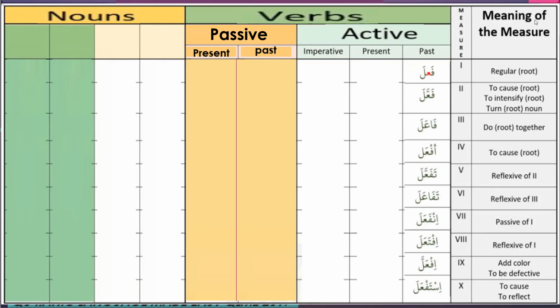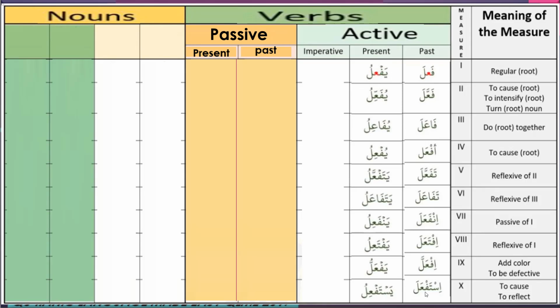And active, we have the ma'ruf form, that is the past tense. We have the madi ma'ruf, which would be fa'ala all the way until istaf'ala. And then we have the mudari ma'ruf, that is the present tense, yaf'alu, yufa'ilu, all the way until yastaf'ilu.